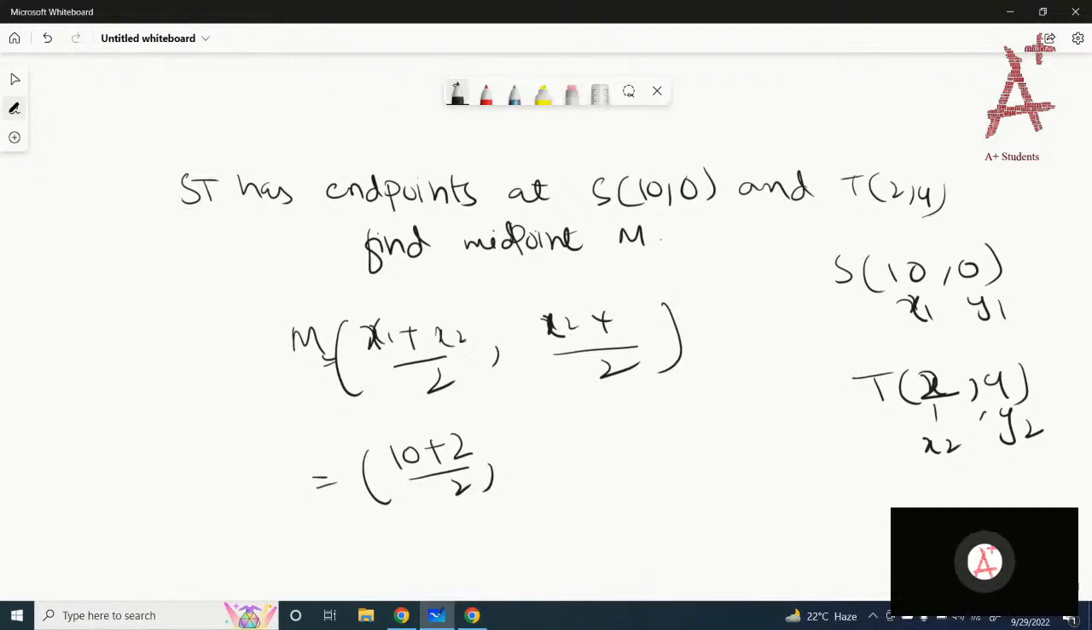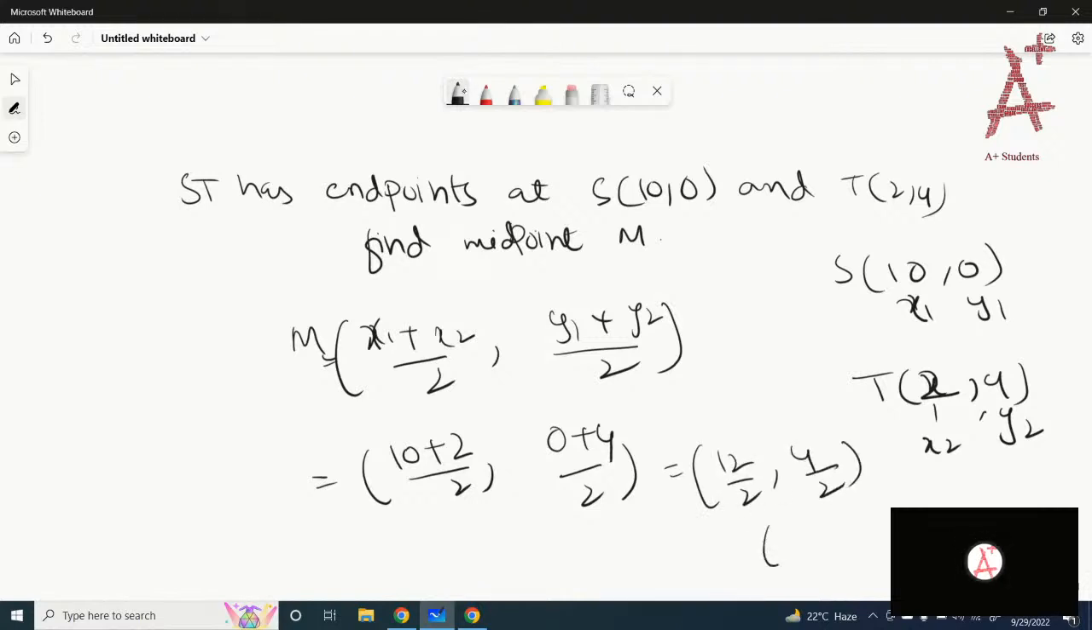x1 plus x2 over 2, that means you have to add the x coordinates and the y coordinates, and divide them by 2. x1 plus x2 over 2 and y1 plus y2 over 2. Add the x coordinates of both points and add the y coordinates. So 10 plus 2 is 12 over 2, and 0 plus 4 is 4 over 2. So it would be (6, 2). The midpoint is (6, 2).